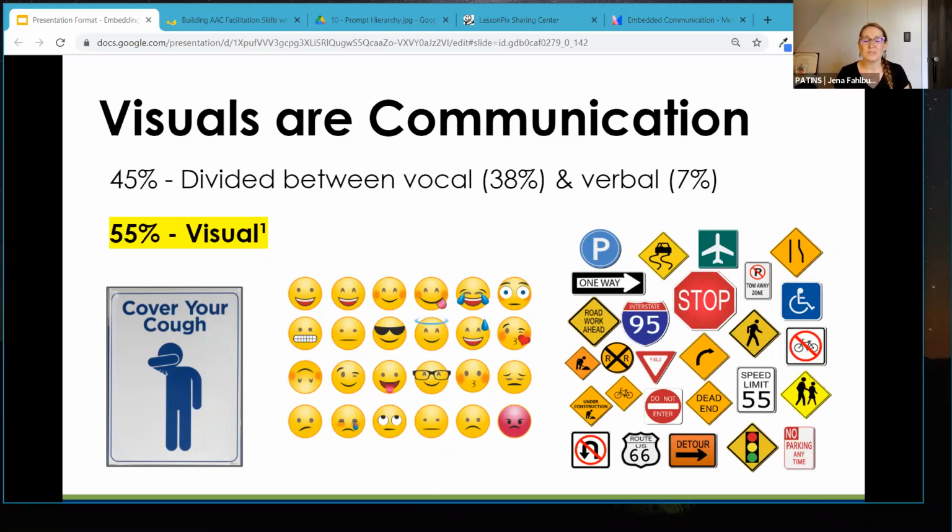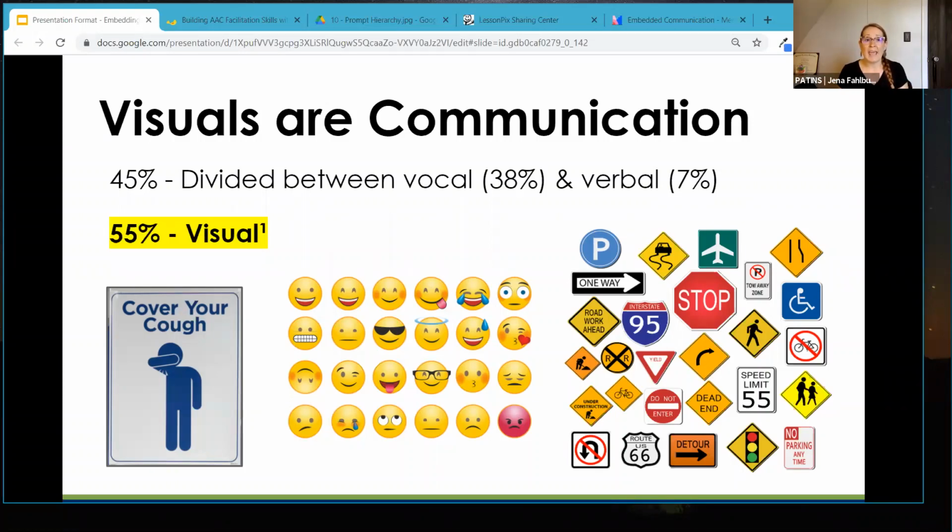And I was recently looking for some information, and this is a pretty common statistic that you've probably seen before, but I thought it's a good one to always bring back into our mindsets, that 55% of our communication is visual, and the other 45% is divided between vocal and verbal verbalizations.